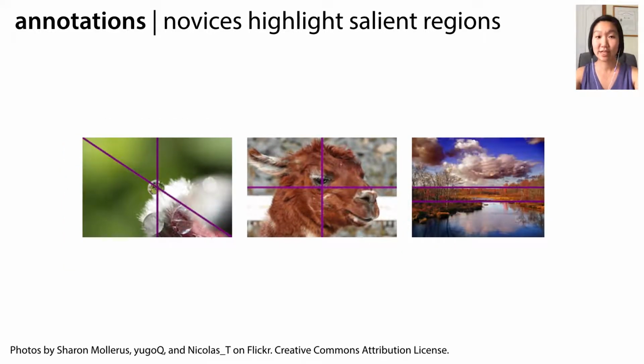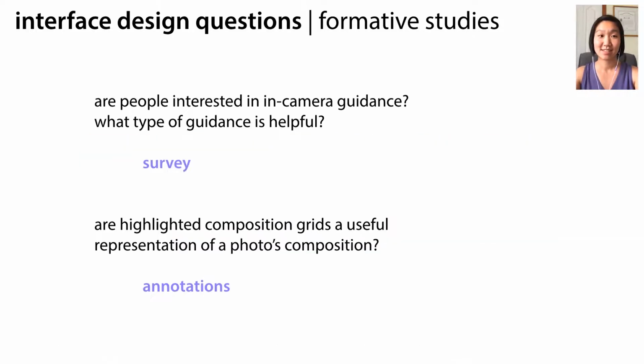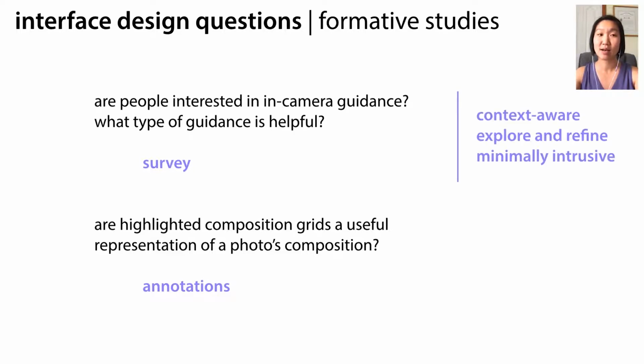Here are 2 other ground truth annotations. Notice that workers are selecting lines that intersect with salient regions in the images. In the left image, lines intersect with a water droplet, the middle with the animal's eye, and on the right, along the boundaries in the landscape. We also actually got feedback from the workers expressing that they found the task to be fun. In summary, from our formative studies, we learned that guidance should be context-aware and support exploration and refinement while being minimally intrusive. Thus, providing composition guidance through a camera overlay seemed reasonable.